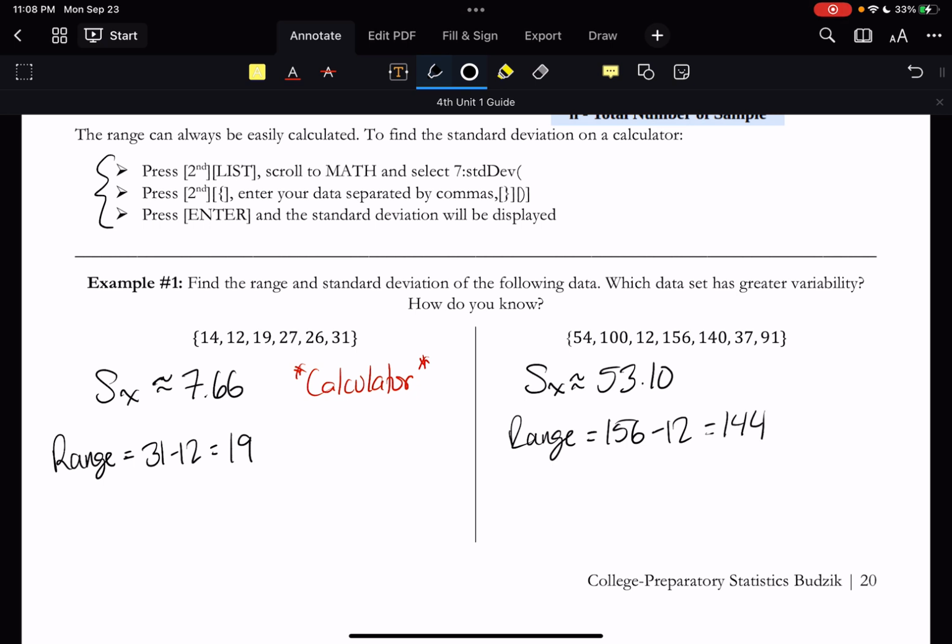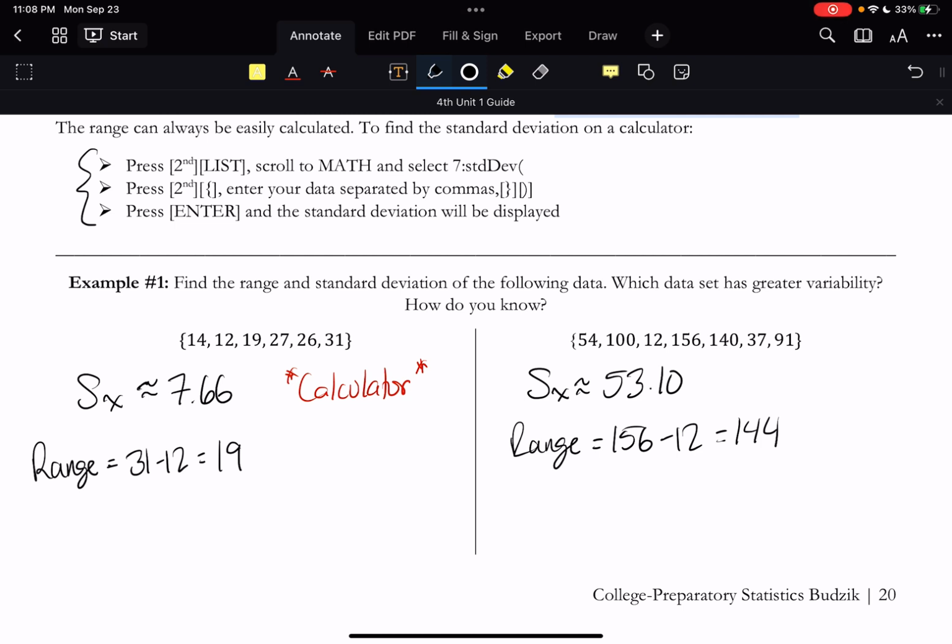So we want to say which data set has greater variability. Greater variability means that the standard deviation will be larger. So the second data set has greater variability. And again, my reason why is because my standard deviation is larger. Okay, it's better to use the standard deviation when talking about the greater variability, because the range only looks at 2 of the data points. The standard deviation takes into account every single data point.